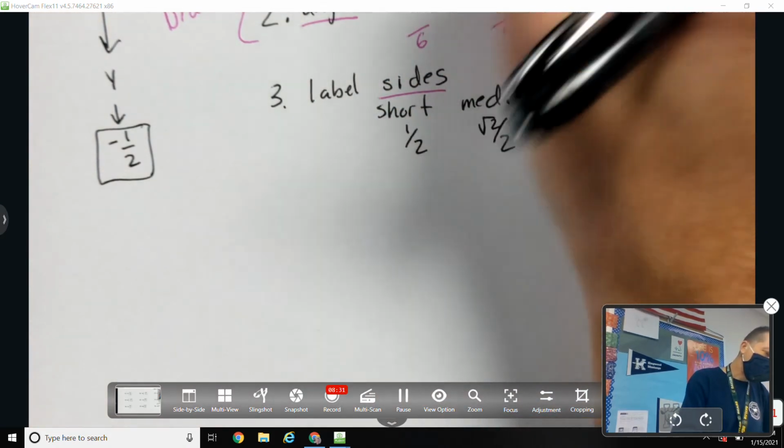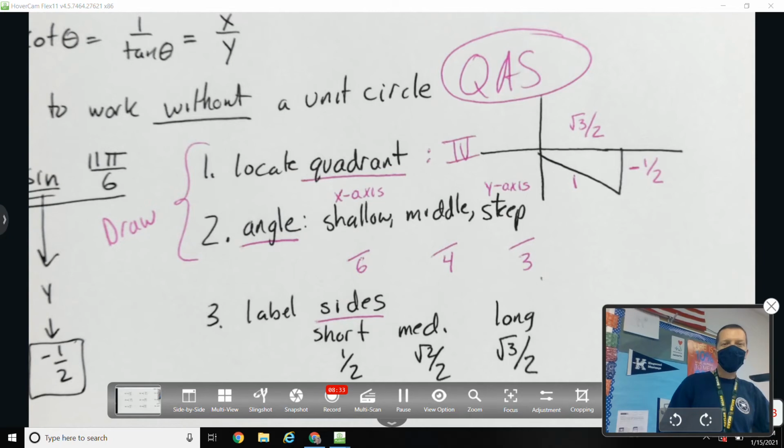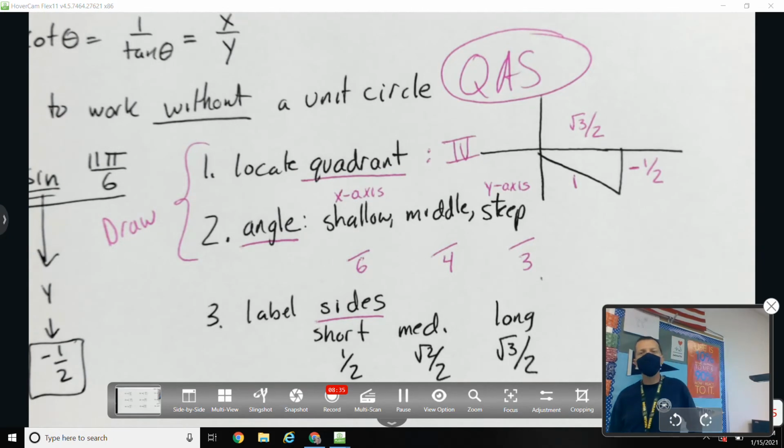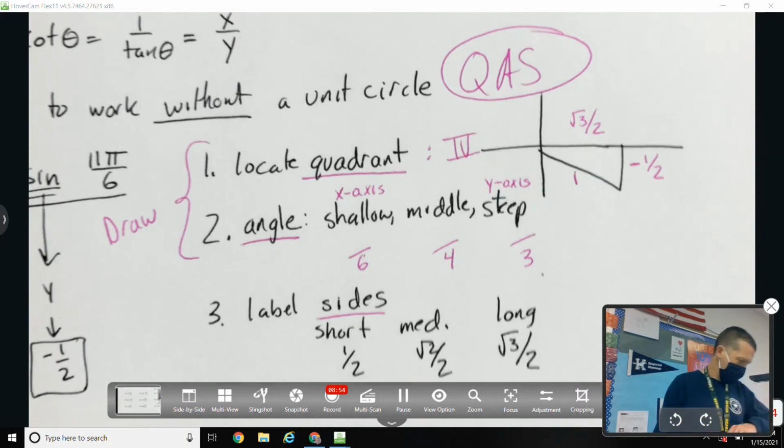So here's the method, the QAS method, quadrant angle sides. I don't know how to pronounce that. QAS, CAS, COS, I don't know. QAS, quadrant angle side. And then just pick what you need, X or Y or some ratio or flip. But that's the easy part. QAS will get you the picture.